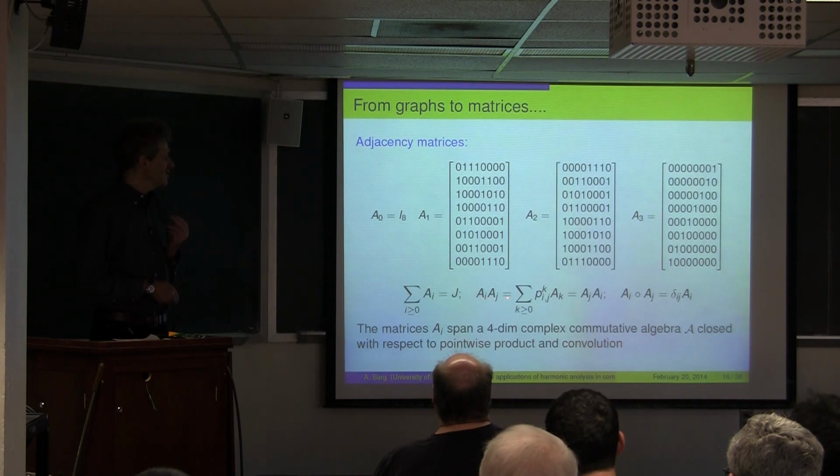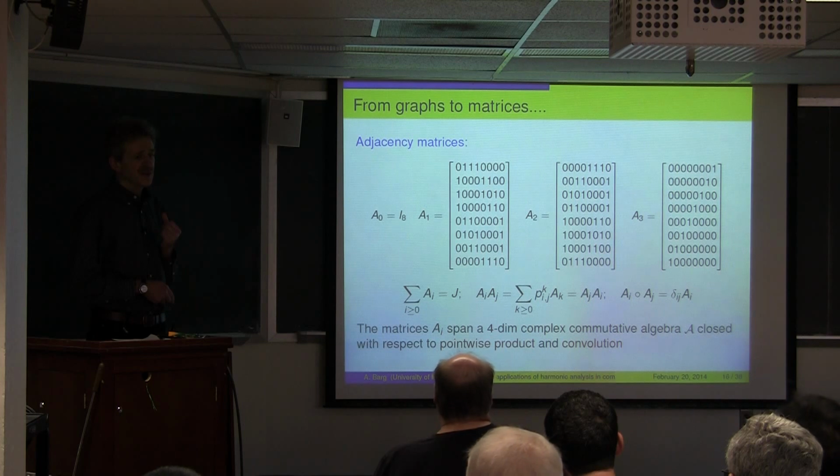AiAj, this is the most interesting, in fact. So this exactly counts the number of triangles expressed through my intersection numbers. So I can express the product AiAj as a linear combination of Aks, and the coefficients are Pijk. And it is the same as AjAi. Well, so we're observing a commutative algebra, really, with respect to the matrix product. And this algebra is also closed with respect to the pointwise product of matrices, the Schur product.